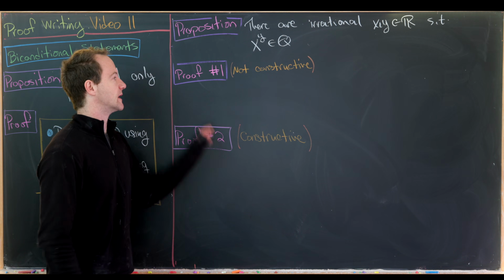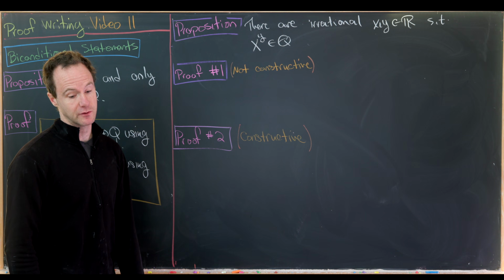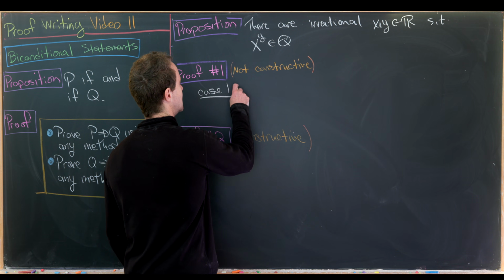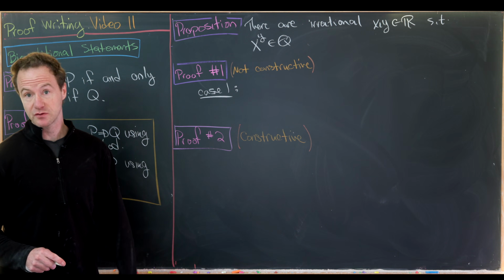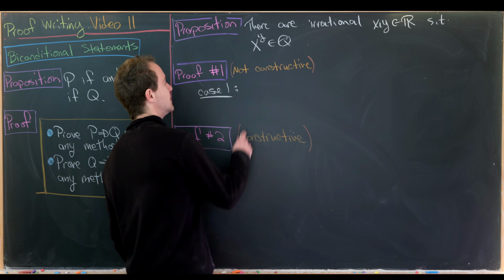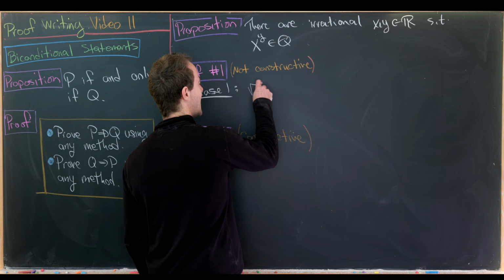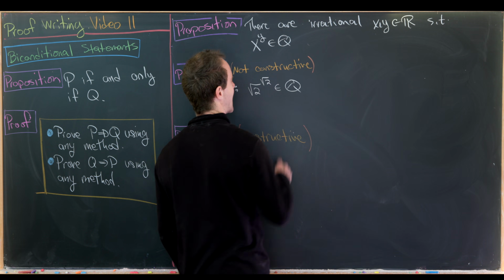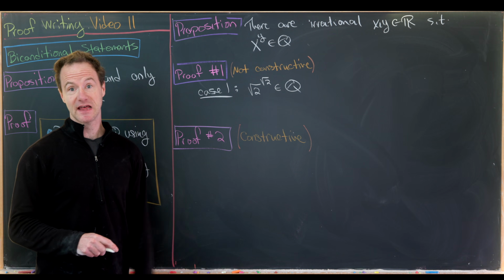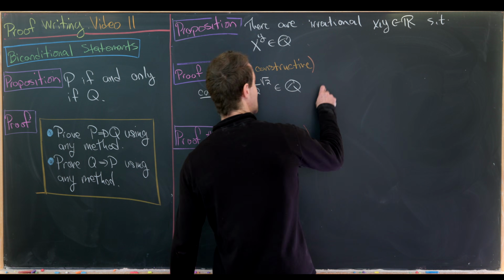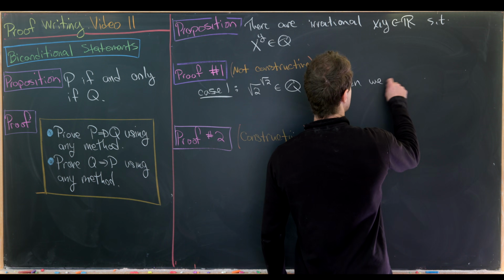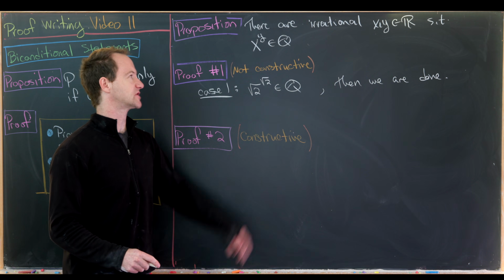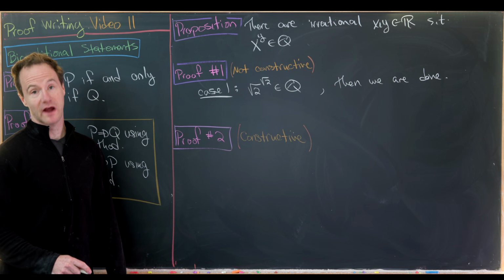Okay, so for our non-constructive proof first, this is going to break down into two cases. And it's so quick. Notice I don't have much room here, and that's because I won't need much room. So our first case is, what happens if the square root of 2 to the power square root of 2 is rational? So perhaps that is a rational number. And if it is, then we are done. Because we've got an example of an irrational to an irrational which is rational.